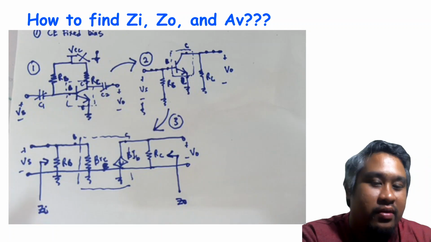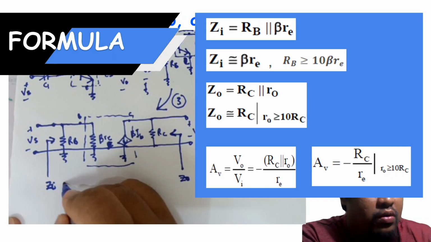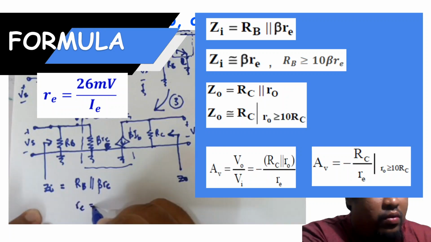Okay, what is the formula for ZI? Can we recall the formula for ZI? ZI equals RB parallel with beta RE. What is the formula for RE? RE equals 26 millivolt over IE.